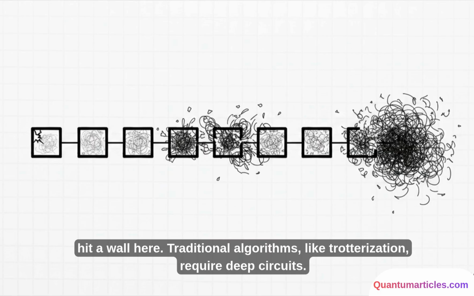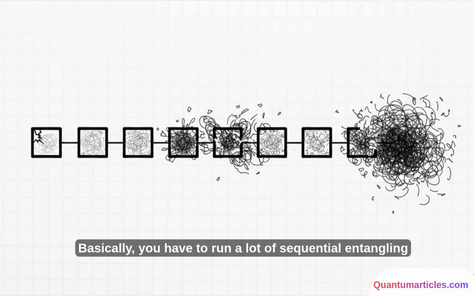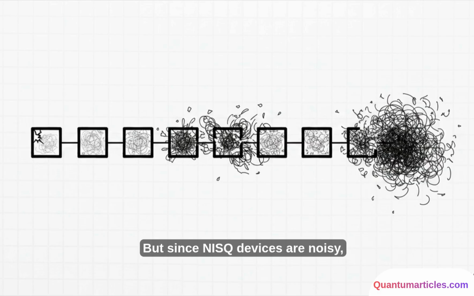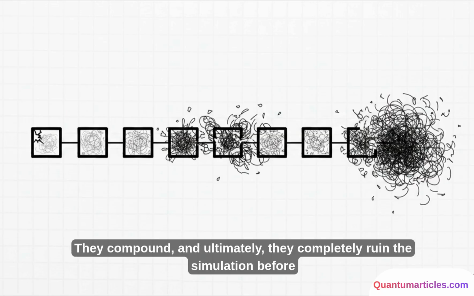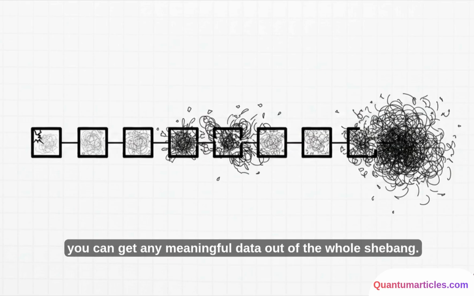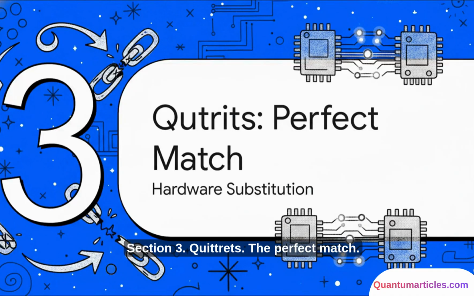Traditional algorithms, like Trotterization, require deep circuits. Basically, you have to run a lot of sequential entangling gates just to simulate the time evolution of the system. But since NISQ devices are noisy, doing this causes those tiny 1% errors to just pile up. They compound, and ultimately, they completely ruin the simulation before you can get any meaningful data out of the whole shebang. Section 3. Qutrits, the perfect match.